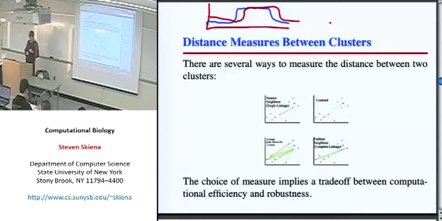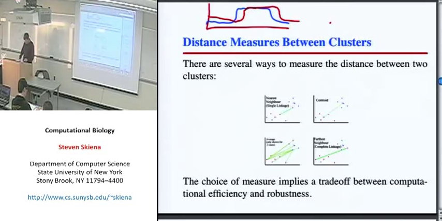So we have a way of measuring the distance between points. Does that suffice to tell us the distances we want in clustering? I claim there's another question you need to think about, which is, what do you mean by the distance between clusters? When I look at two clusters of points, how close or far away are they? This has to do with thinking about what points are involved.